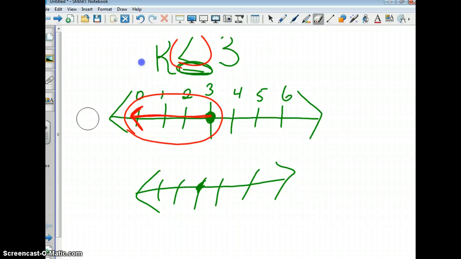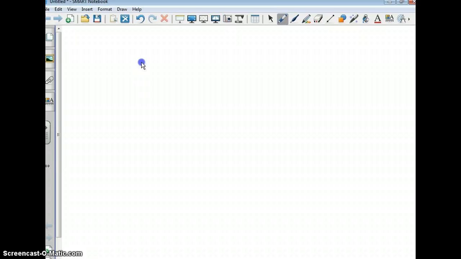Okay, so I want you to try one like this before we take the next step to multiple step. So you're going to do m is greater than or equal to 2. I want you to graph this one.